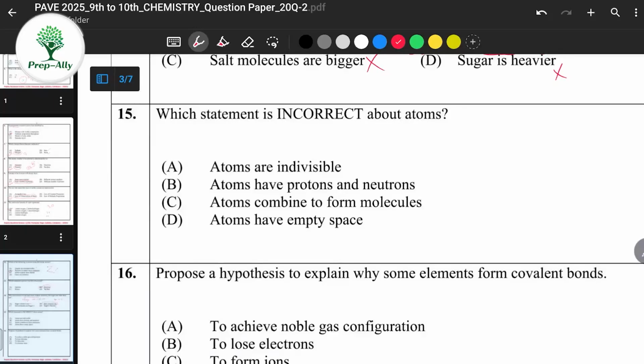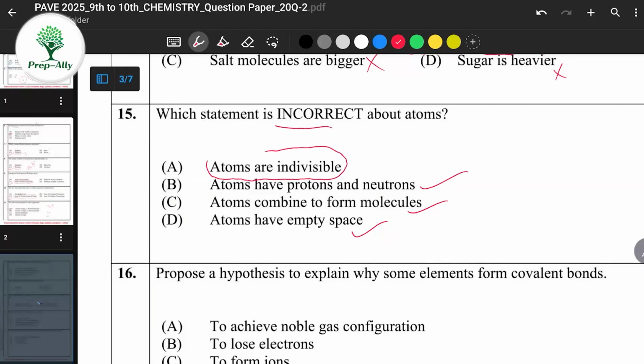Question number 15. Which statement is incorrect about atoms? Atoms are indivisible. Atoms have protons, neutrons. Yes. Atoms can combine to form molecules. Atoms have empty space. Definitely it will have. So we have to find the incorrect one. So this is the only incorrect. Atoms are indivisible. Earlier we thought that it is indivisible according to Dalton's atomic theory, but actually we can divide atoms. There is a process called nuclear fission in which a heavier atom is converted into smaller and multiple atoms.